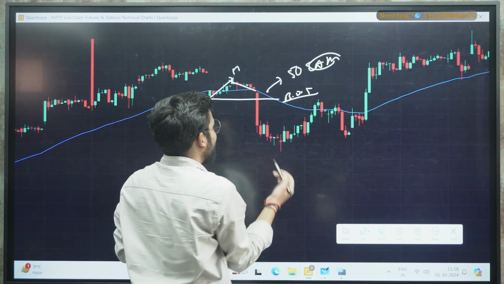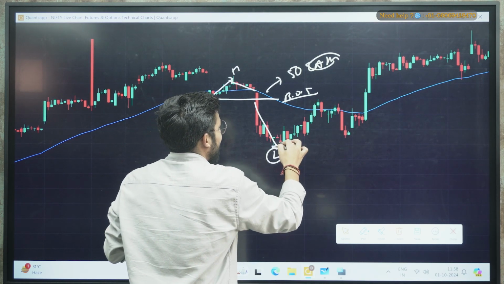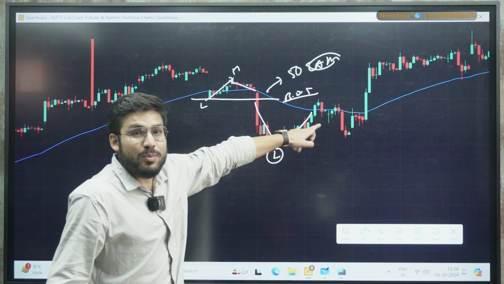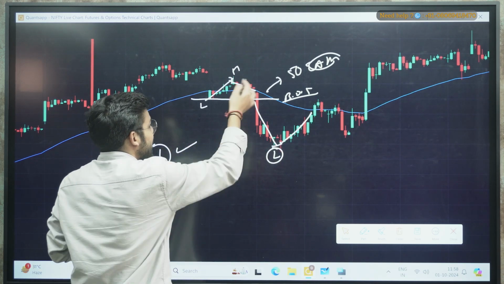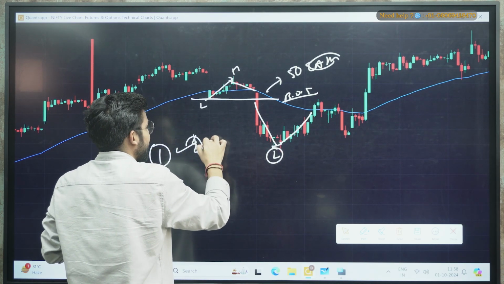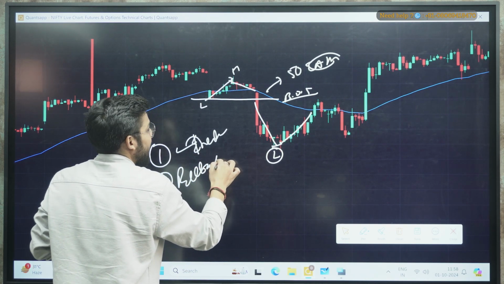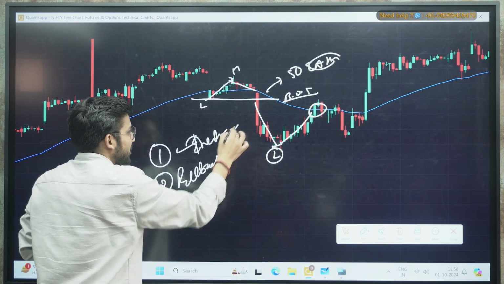Then I have to wait for the pullback. So your market made a low here, and then this is your pullback, right? Now after the pullback, I need to have a reason. So I got two things here. The first one, I have confirmed the trend, so trend confirmed. The second thing is that pullback. I got a pullback here till my exponential moving average, no issue. So I got a pullback, two steps done.